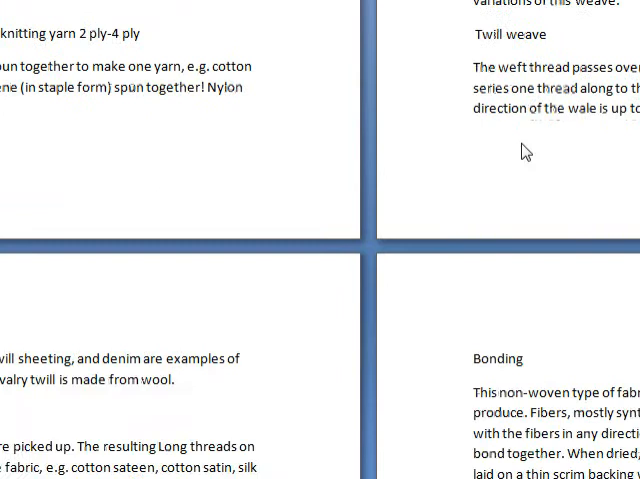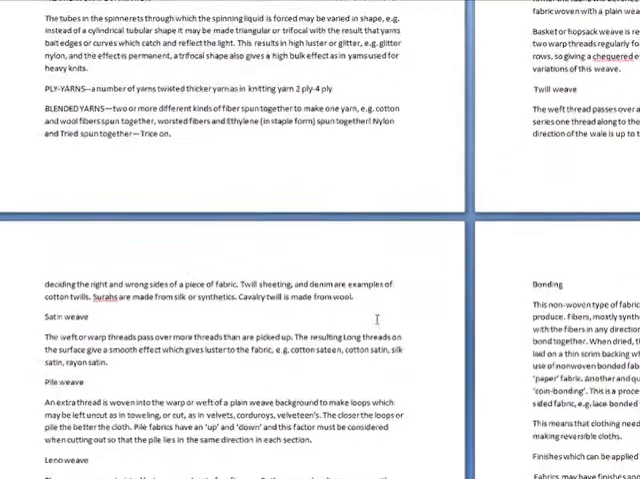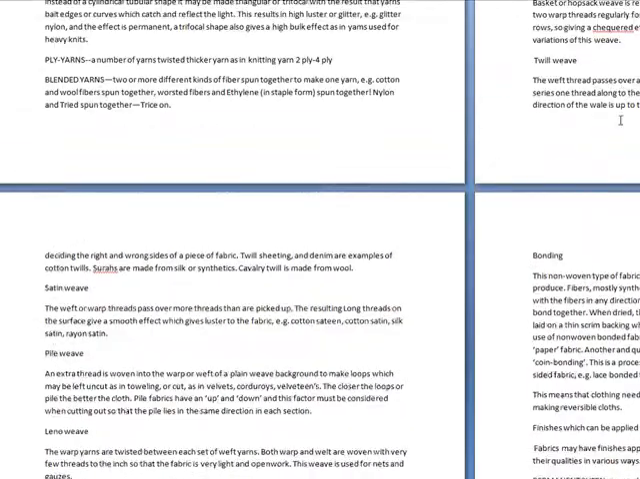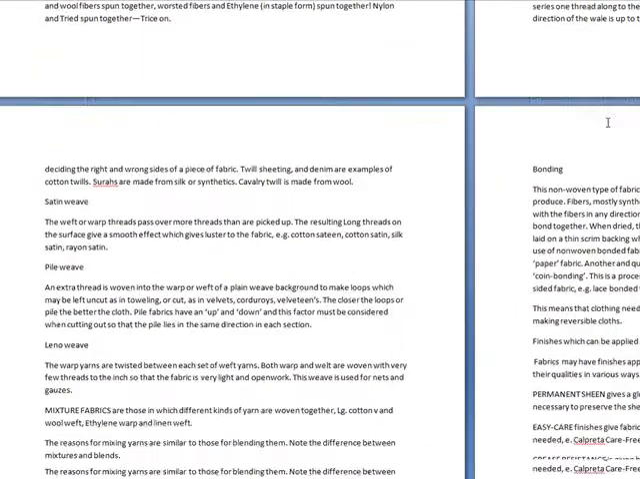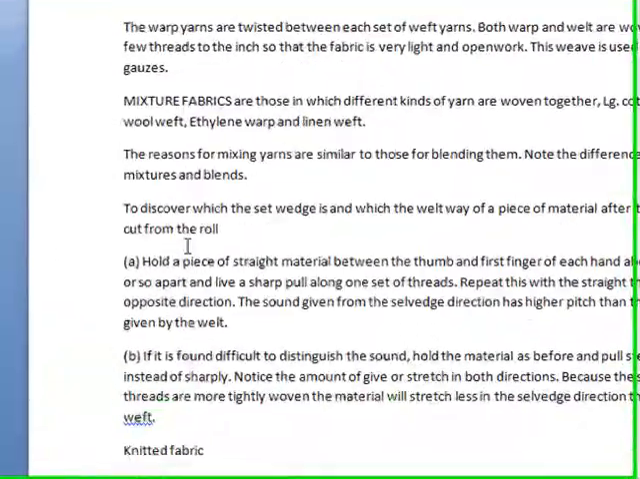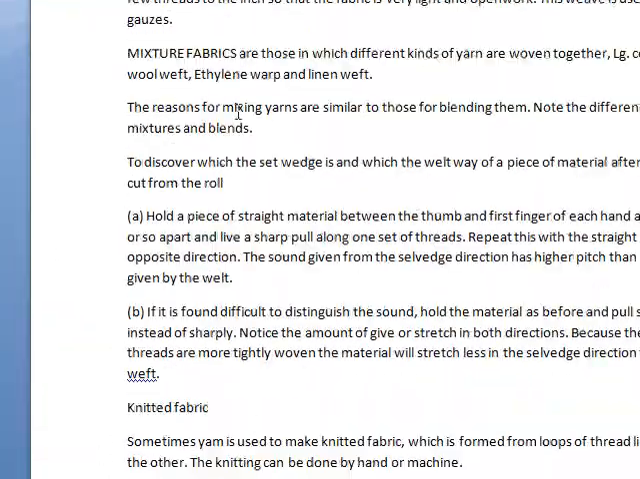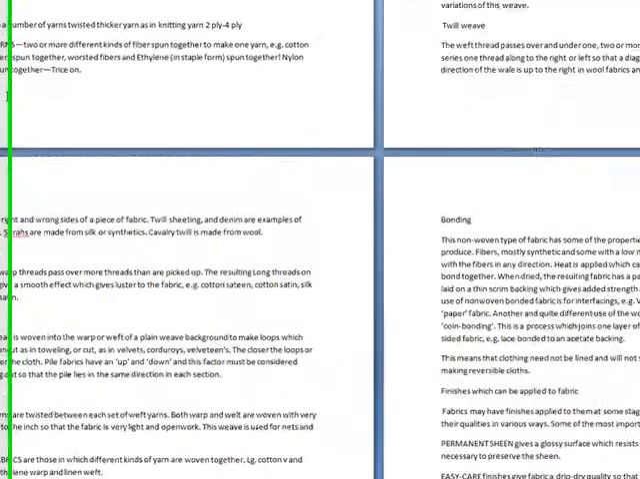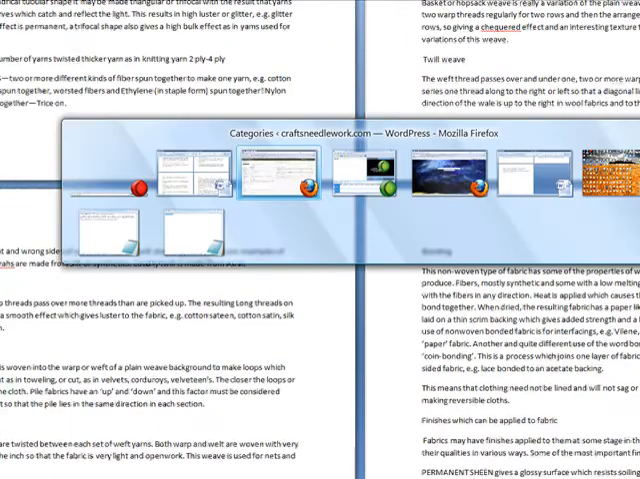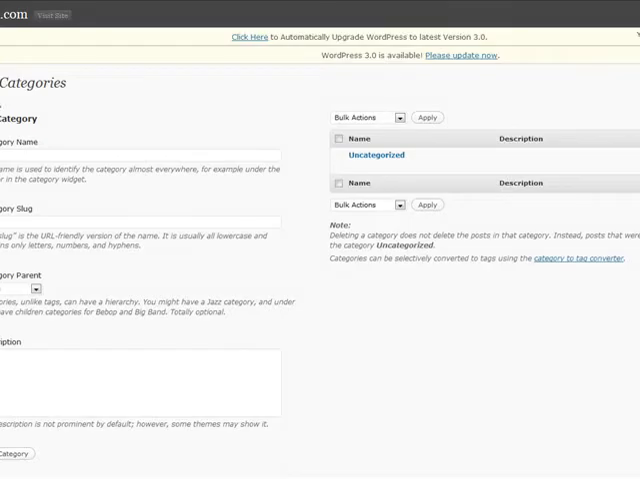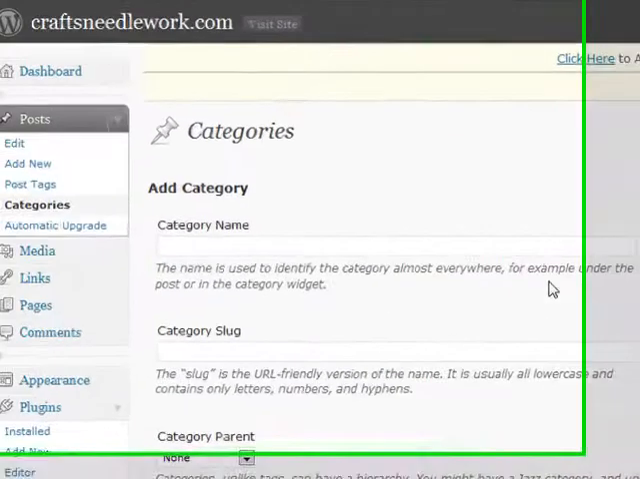So you have basic weaves, then you have plain weave, then you have satin weave, then you have pile weave. You know that would come under weaves or basic weaves as a particular category. You have mixture fabrics, I'm not sure, knitted fabric, that would probably come under a category of fabrics. So basically what I want you to do is go in and find the ones that fit a particular category.